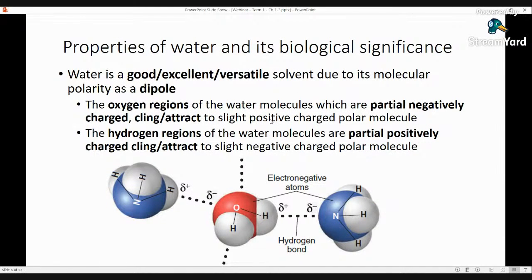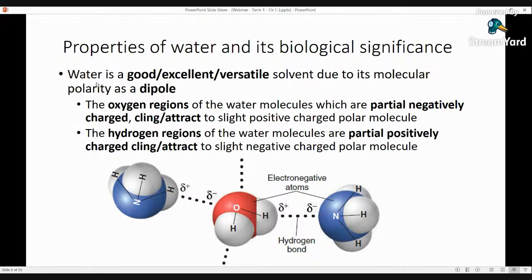Then students need to relate the properties of water to its biological significance. The biological significance can be inside one cell, in multicellular organisms, or for the environment. For example, water is a good, excellent, or versatile solvent. We cannot use universal solvent because water, first of all, cannot dissolve its container. So it is not universal.